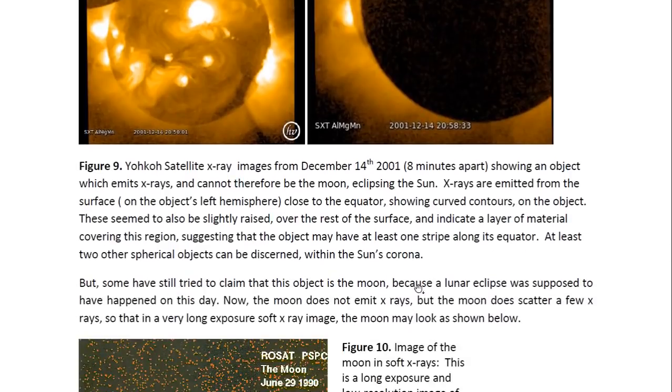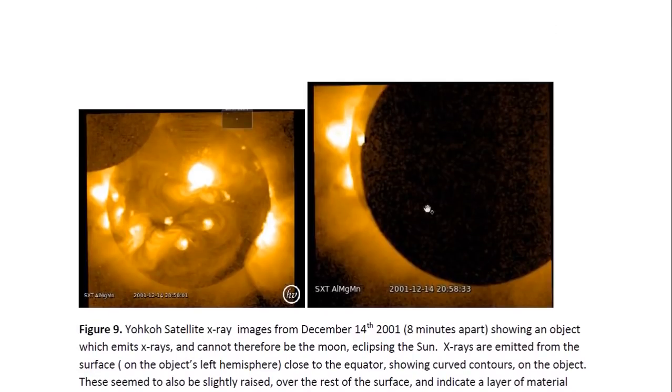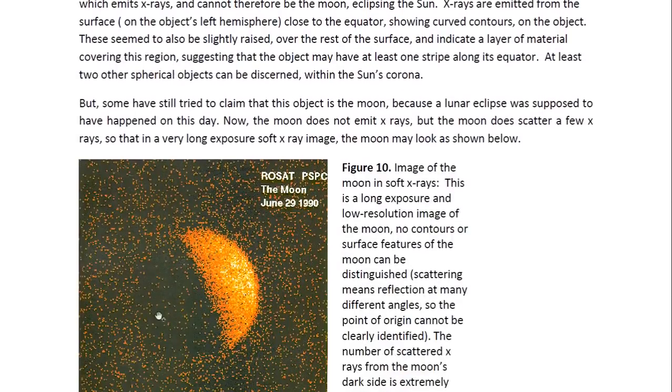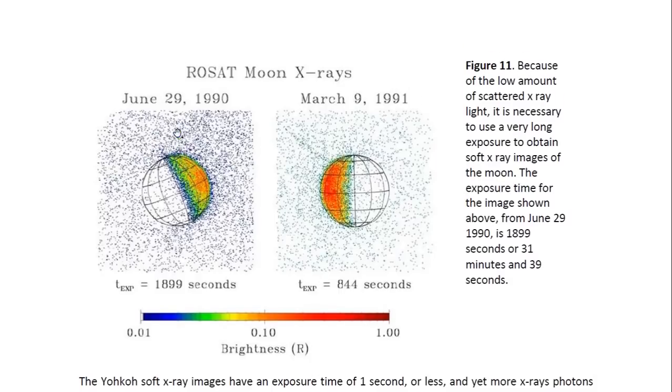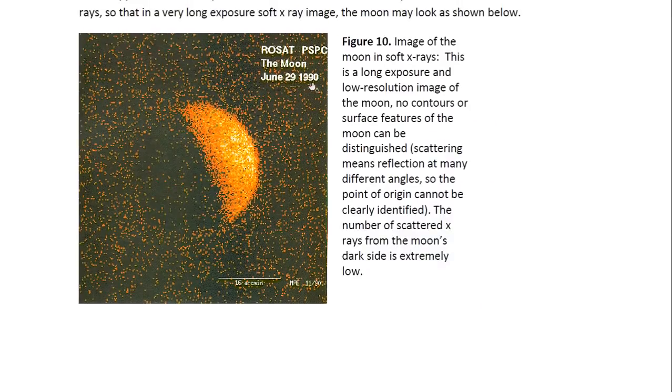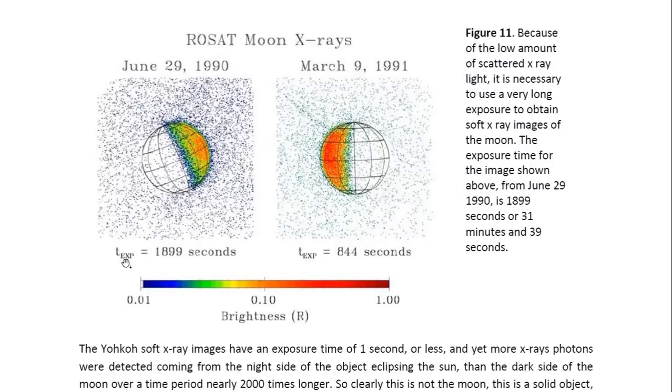This is the side facing away from the Sun. And you can see that there seems to be more X-ray photons coming off this object than are coming off the dark side of the Moon here. In addition, this image of the Moon, which is shown here again, is from June 29, 1990, and has an exposure of 1,899 seconds. So in other words, that's 31 minutes and 39 seconds. It took over 30 minutes for these many X-ray photons to be detected as coming from the Moon.